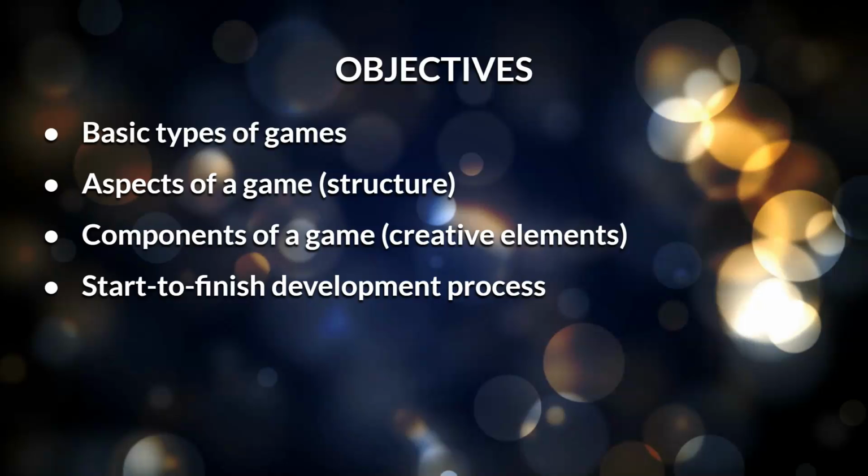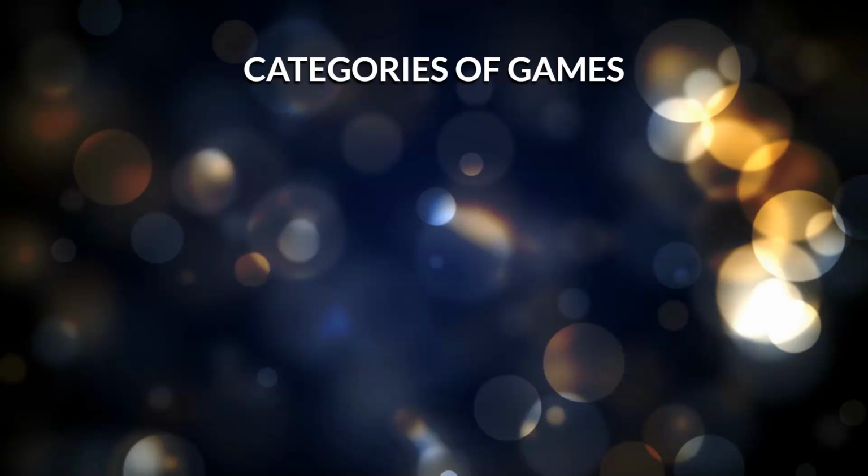In future lessons, we're going to be looking at the components of a game. That is, the things that you have to physically create, the creative elements, the music, the characters, the environments, any of that kind of thing that goes into making the game experience more fulfilling. And by the end, we'll have a strong start-to-finish development process that can take you through the development of any type of game. Our first objective is to talk about different categories of games.